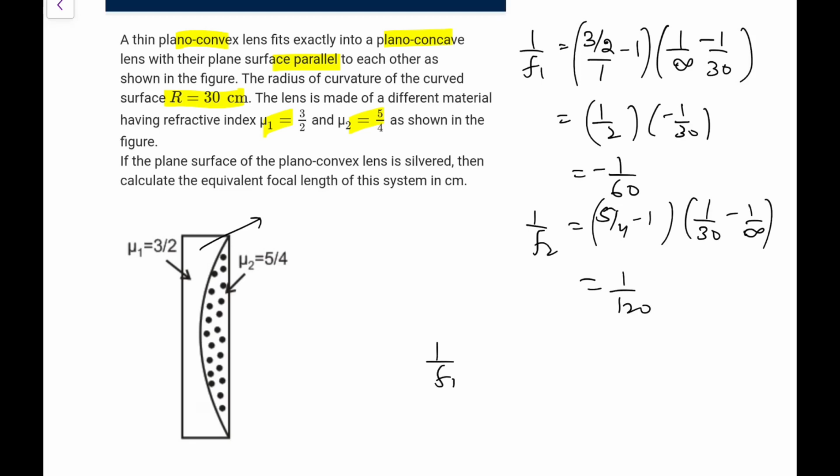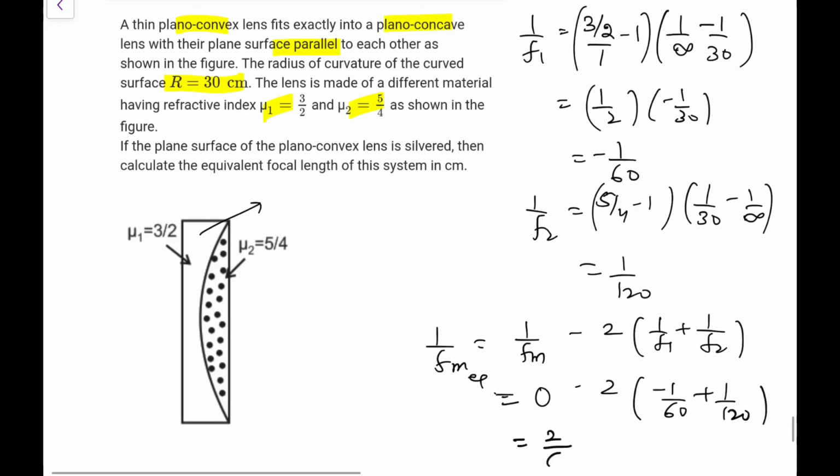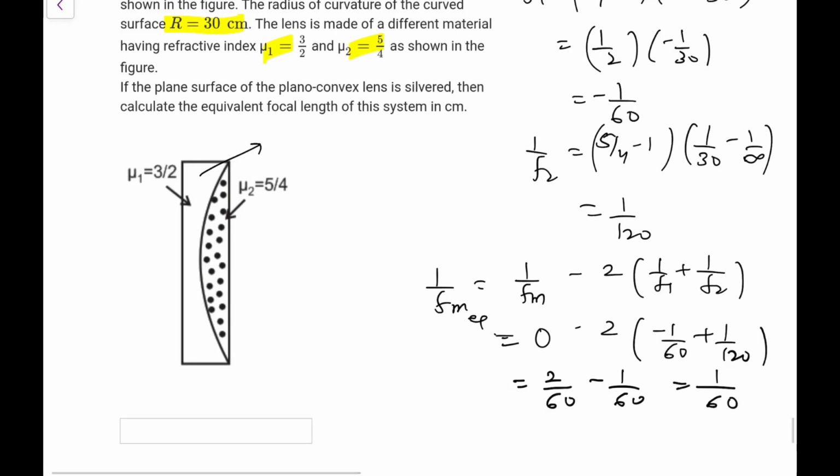Now the equivalent mirror focal length is going to be 1 upon fm equals 2 times (1 upon f1 plus 1 upon f2) plus the mirror term. The mirror is infinite, so this is going to be 0 because it is a plane mirror. Minus 2, 1 upon f1 is a minus 1 by 60, this is 1 by 120, so it becomes 2 by 60 minus 1 by 60. You can directly write it like this, so it would be 1 by 60. So 60 centimeter is the equivalent focal length of this system as a mirror.